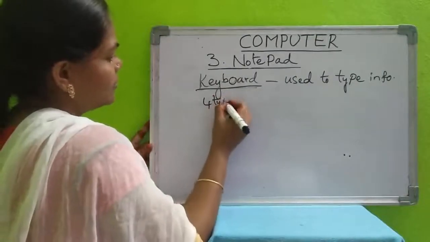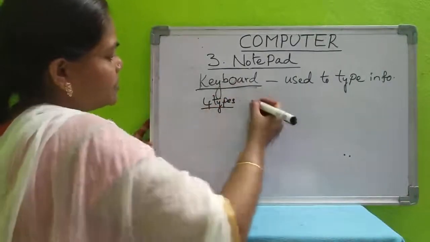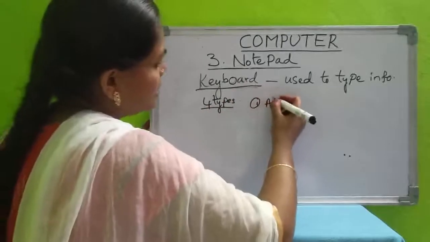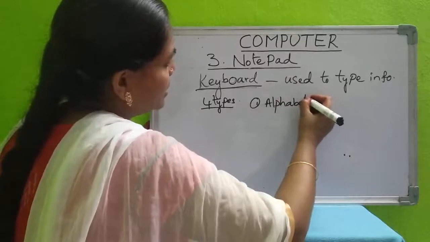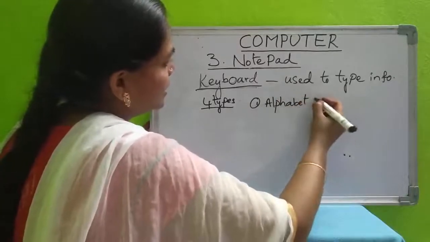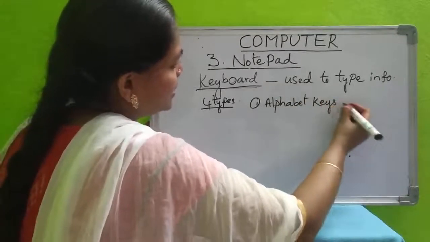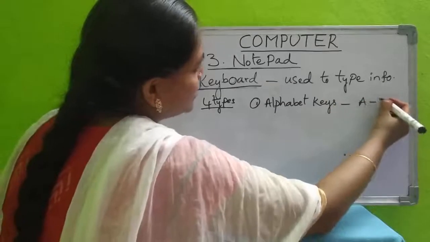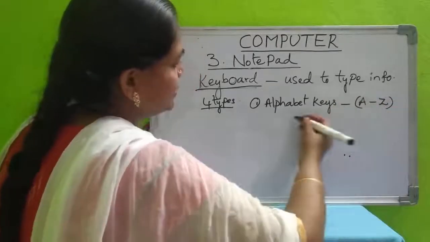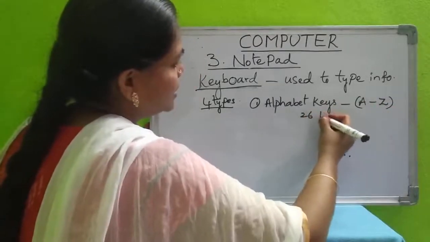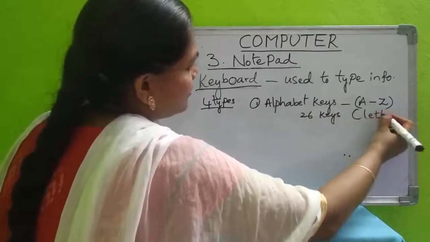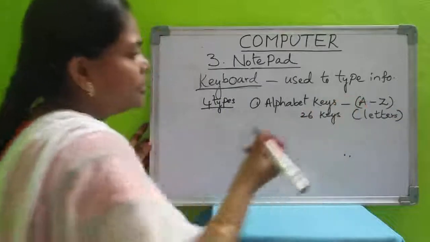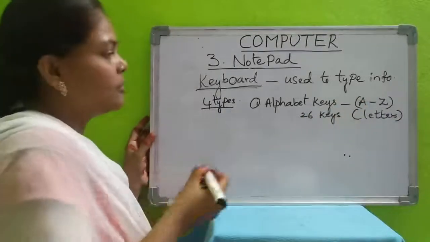So there are four types of keys. What are those four types? Alphabet keys. How many alphabets are there? We can type letters from A to Z, so there are 26 keys in total. With these we can make different words and sentences also.